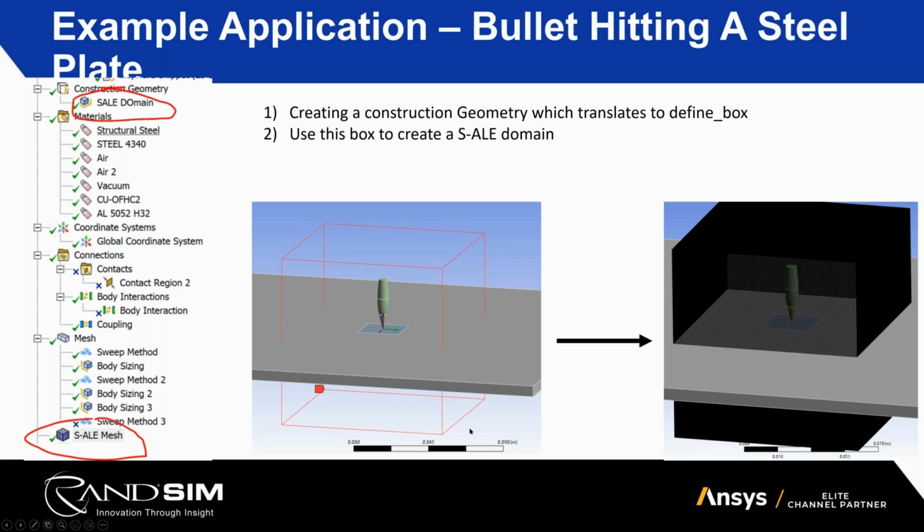Which is like this little box right here. And this little box is going to have a SALE mesh assigned to it. That essentially acts like your control volume, which means as the bullet deforms, its behavior is going to be dictated within that control volume, because you're looking at it in a Eulerian frame of reference as opposed to just a Lagrangian frame of reference, like you typically do in an FEA analysis.